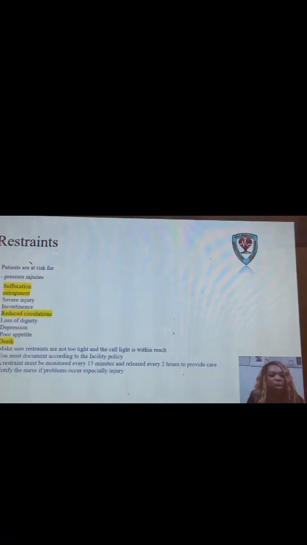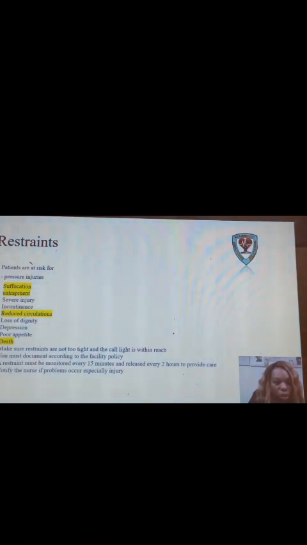When restraints are in use, patients are at risk for pressure ulcers. They're at risk for suffocation, entrapment in some part of the bed. They're at risk for severe injury, incontinence, reduced circulation, loss of dignity, depression. They're at risk for poor appetite. They're at risk for death.